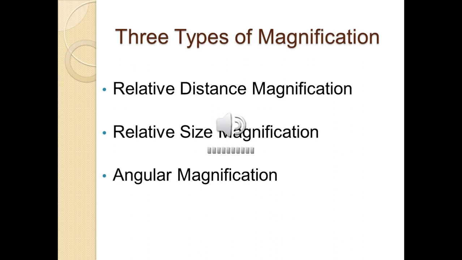So when we do magnification, there are three main types of magnification that we can use: relative distance, relative size, and angular magnification.